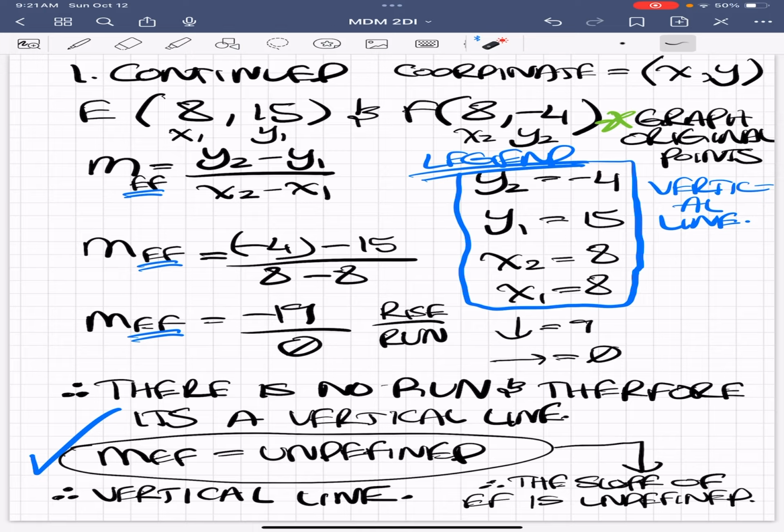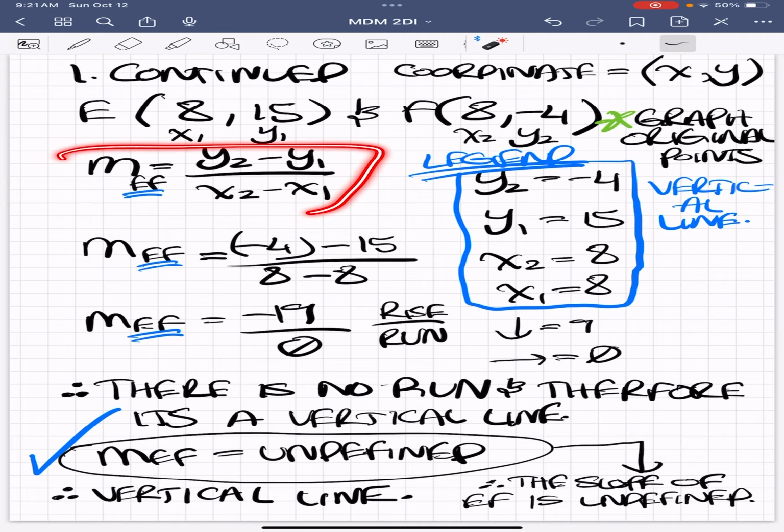So we have 2 points. We have points E and F. Point E is (8, 15), and point F is (8, -4). So we're going to graph it, and we're going to see if it is a horizontal line or a vertical line. Pay attention to the colors. I use blue, and that's the color that I was using with the vertical line.